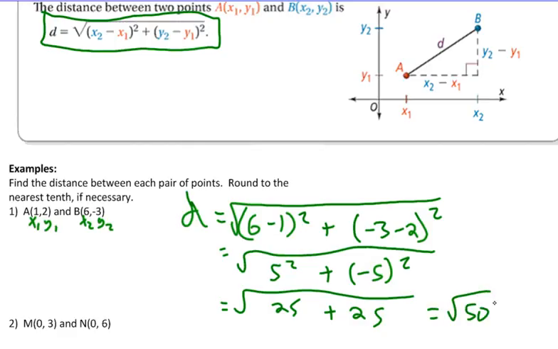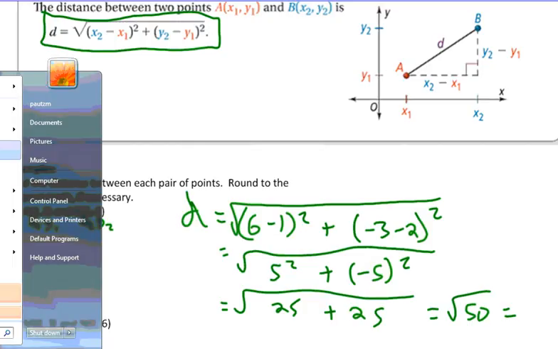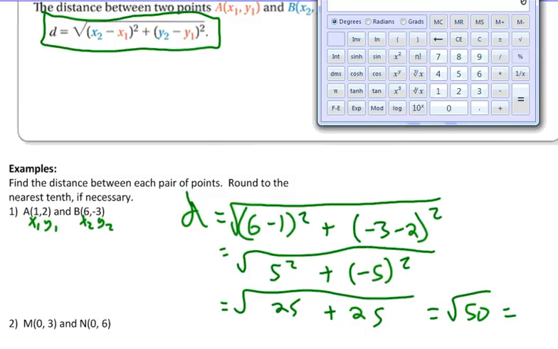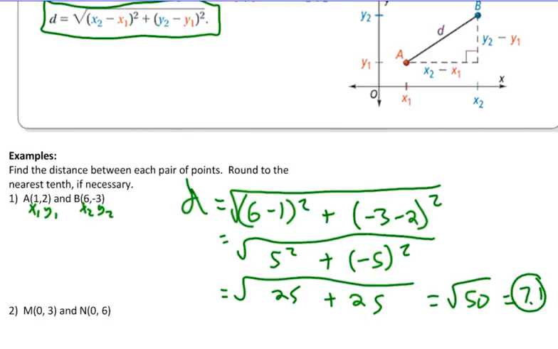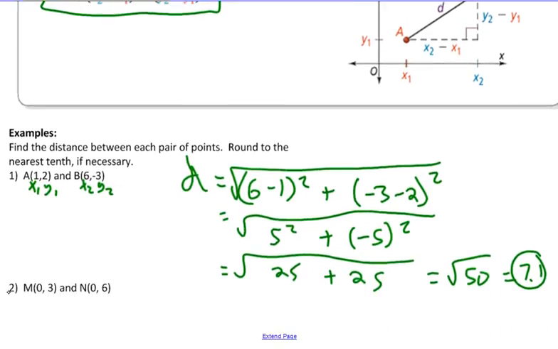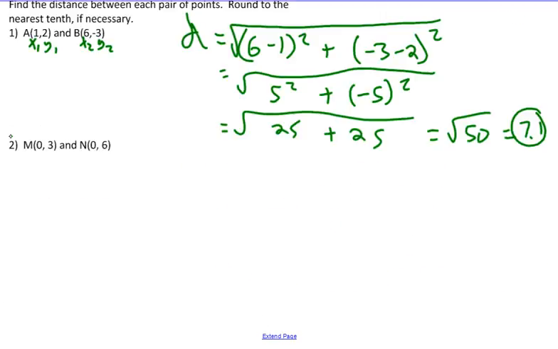which is the square root of 50. And if you take the square root of 50, just use a calculator right now, you can estimate, certainly you can estimate, it's going to be just over 7, because the square root of 49 would be 7. So the square root of 50, you'd round it to the nearest tenth, 7.1. Alright? So the distance between those 2 points is just over 7 units. Alright, so why don't you try number 2 on your own, and I'll come back and show you the answer for number 2.